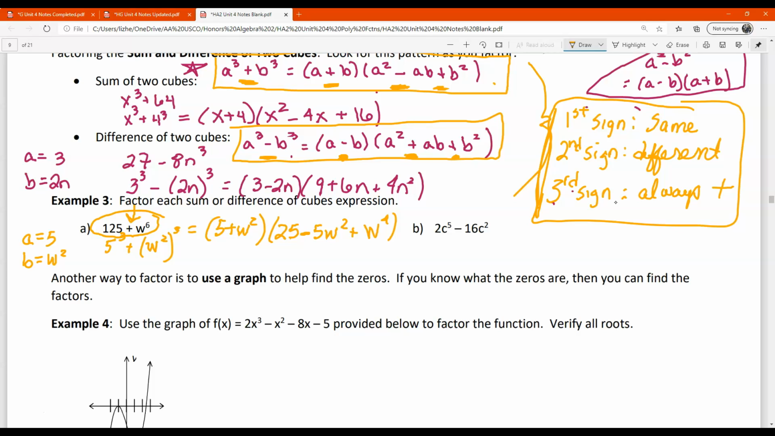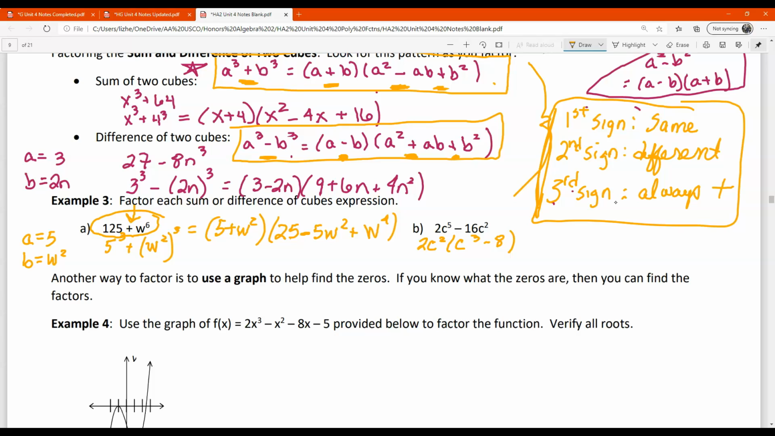Next one. Remember, your first rule is you always take out what's common, and they both have a 2 and a c squared. So I'm taking out my 2c squared. And then I'll see what I have left. I have c cubed minus 8. And that is the difference of cubes.